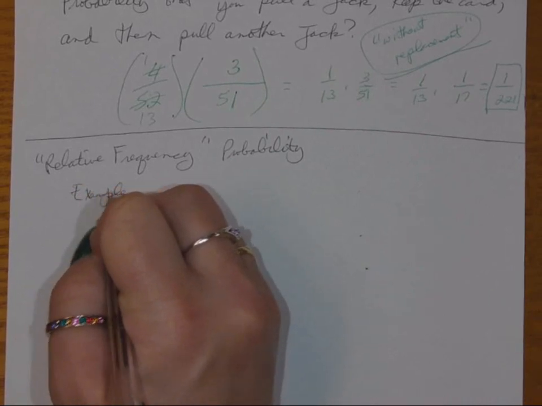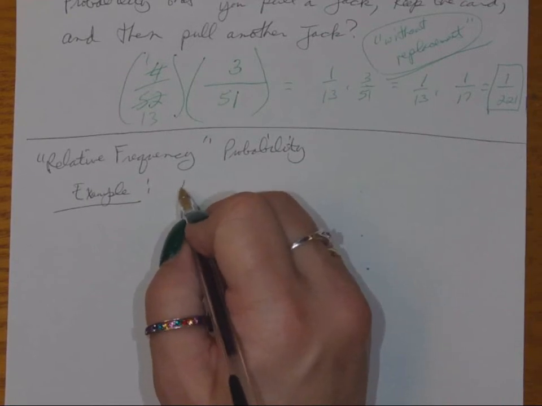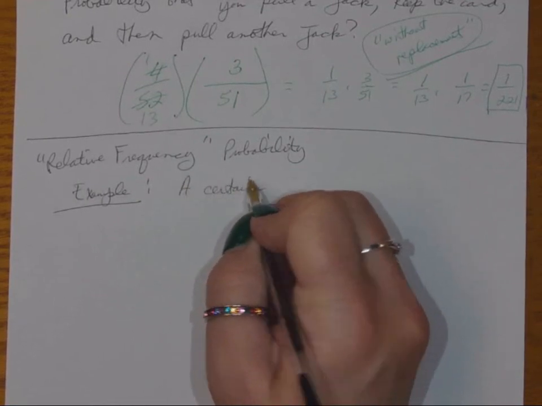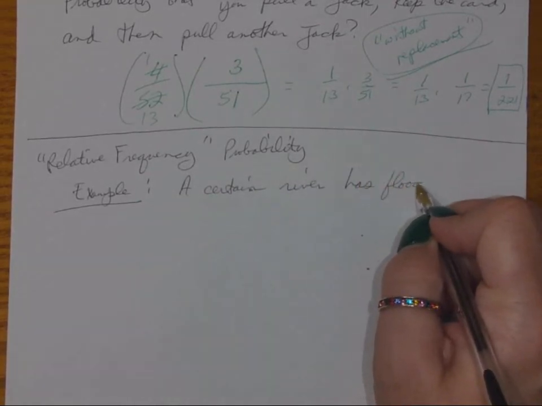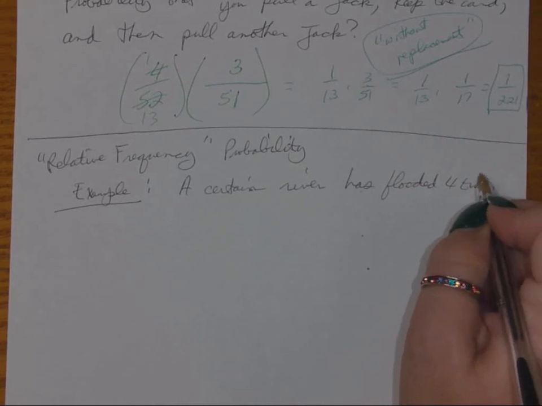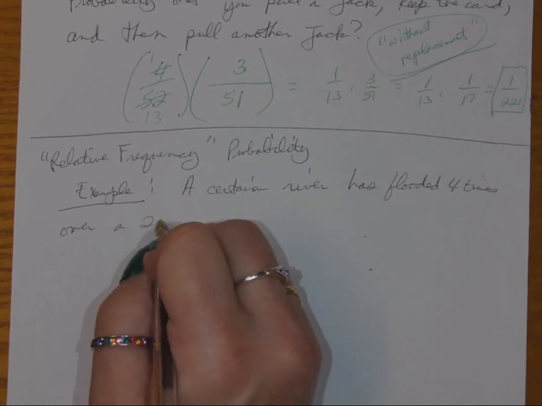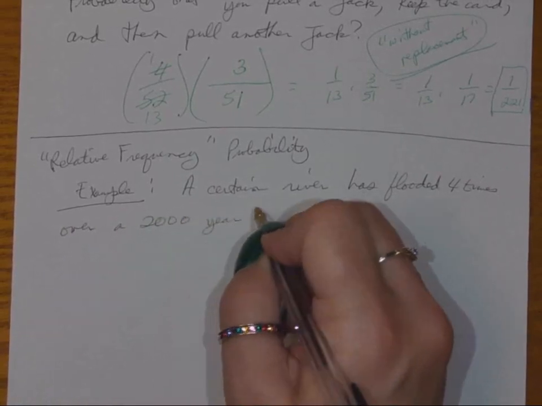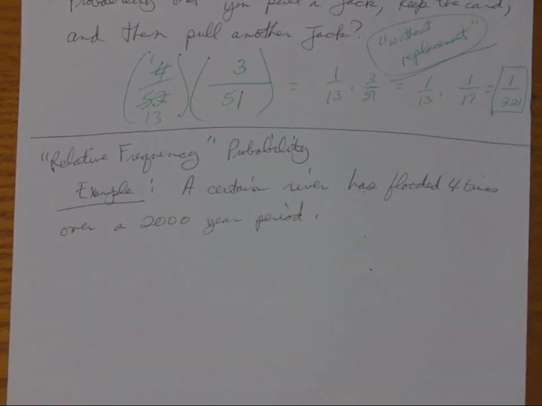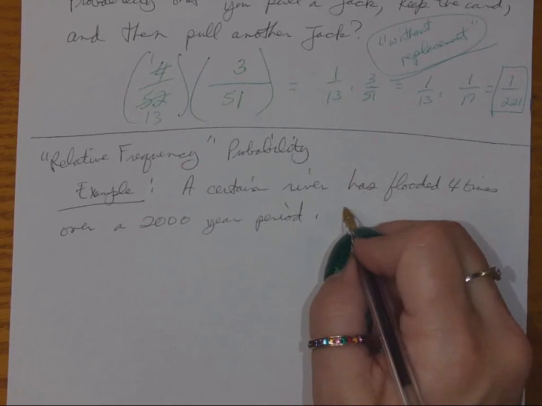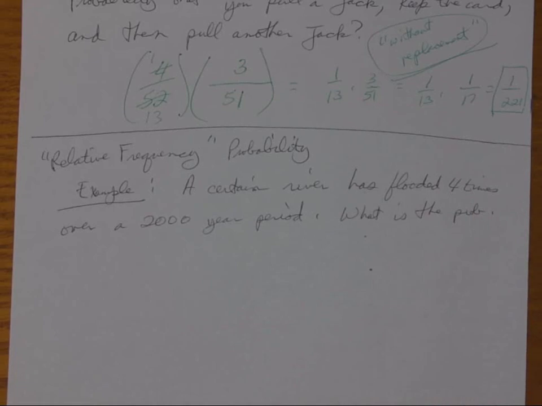I think you guys could probably do it without me even showing you an example, but let me just get it out there. It says a certain river has flooded 4 times over a 2,000 year period. What is the probability that the river will flood this year?